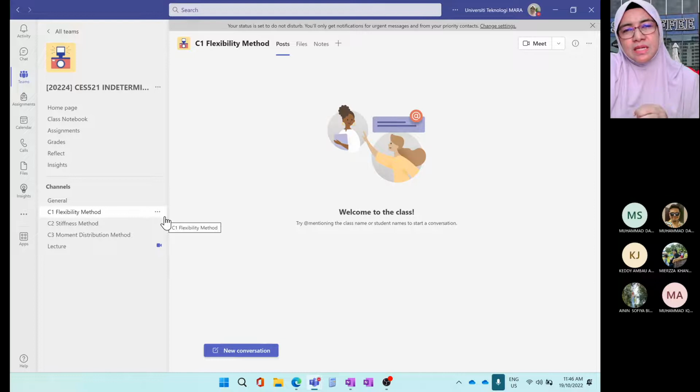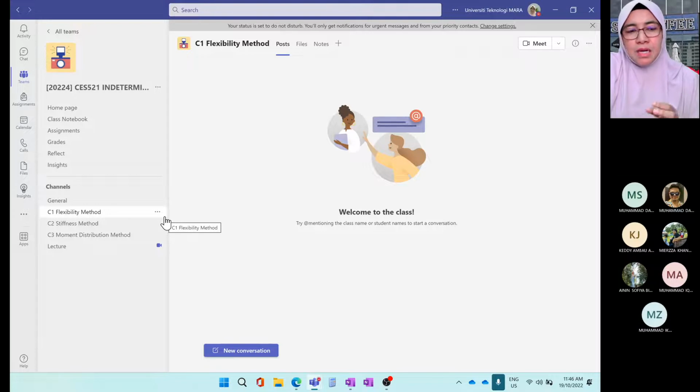Jadi flexibility method ni is just concept. Flexibility method ni is application towards what you have learned previously under determinate structure. Under previous courses lah, including apa? Solid mechanics and determinate structure. Tak semualah yang kita akan apply.